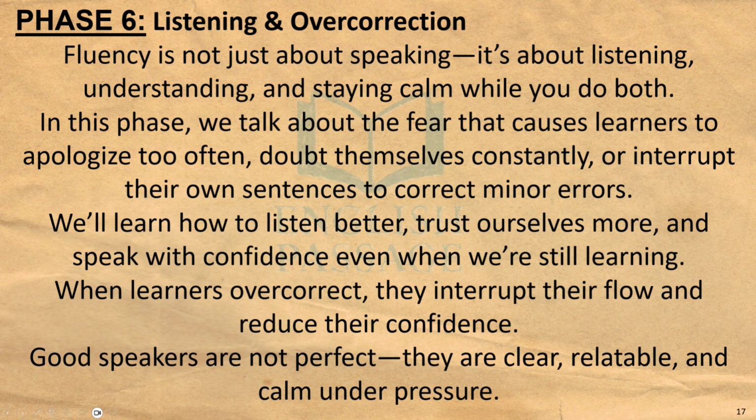Phase 6. Listening and overcorrection. Fluency is not just about speaking, it's about listening, understanding, and staying calm while you do both. In this phase, we talk about the fear that causes learners to apologize too often, doubt themselves constantly, or interrupt their own sentences to correct minor errors. We'll learn how to listen better, trust ourselves more, and speak with confidence even when we're still learning.